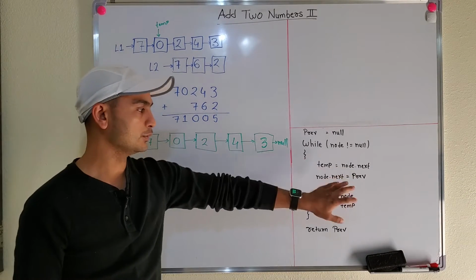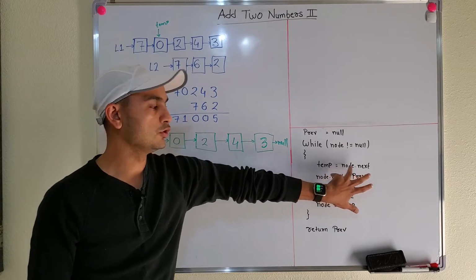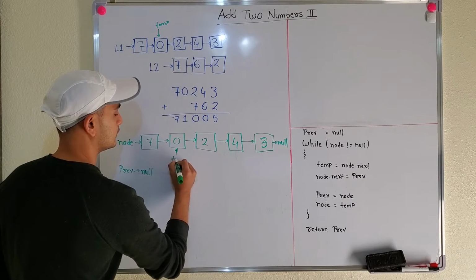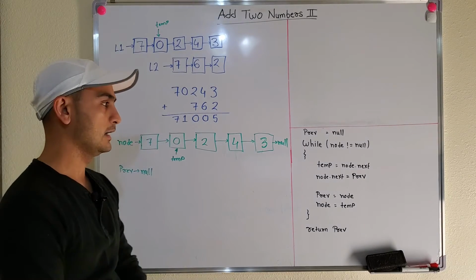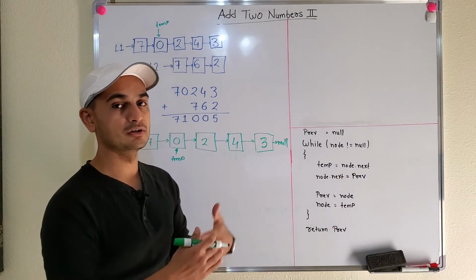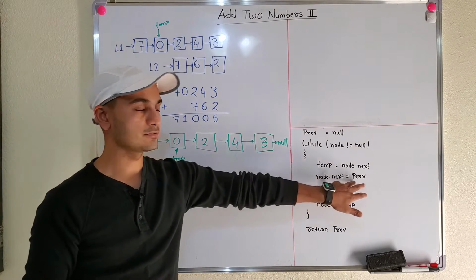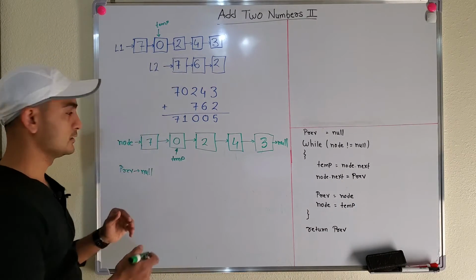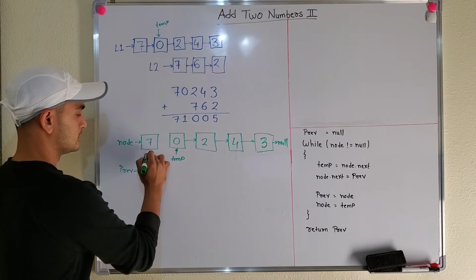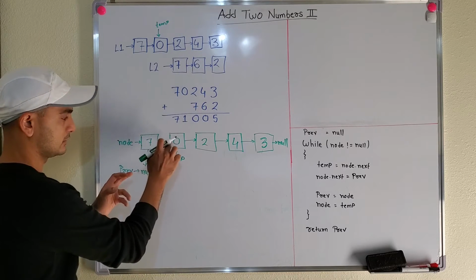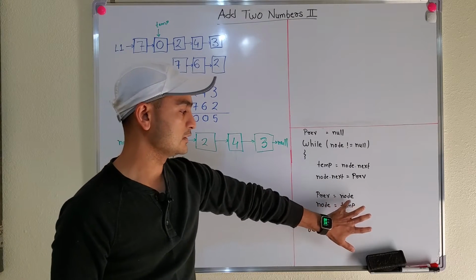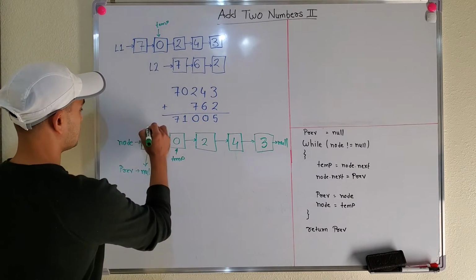In the while loop, we store node.next in a temp pointer. So node.next is this guy, and let's say this is my temp. Once we have the next pointer saved, we set node.next to the previous pointer. We want to reverse the list, right? So node.next is previous, and previous is null. So node.next becomes null instead of this. And now we change previous to node. So previous comes here.